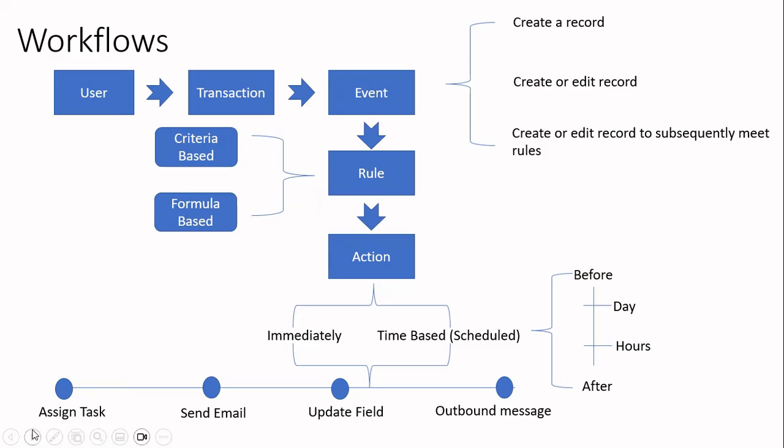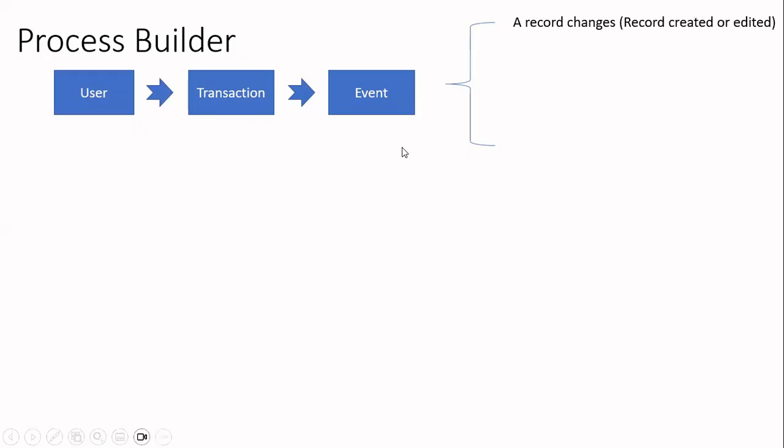Now let's move ahead and talk about another automation process called process builder. In process builder, a user performs some operation in your Salesforce app. This operation is considered a transaction by Salesforce, and these transactions are treated as an event by the Salesforce server. So what kind of events happen here? Basically, you can see when a record changes, that operation is considered an event by the Salesforce server.